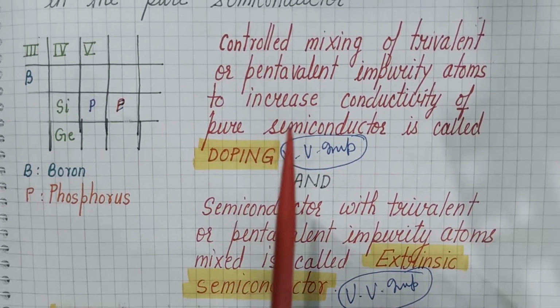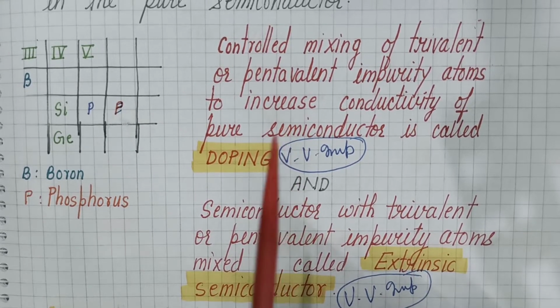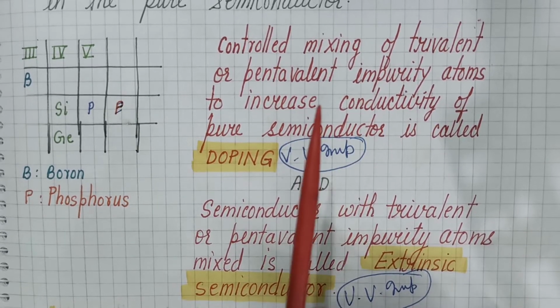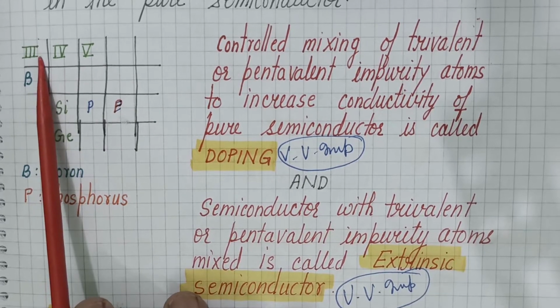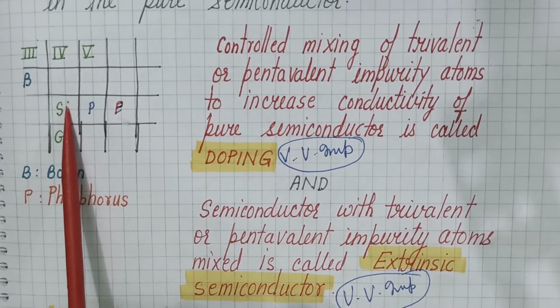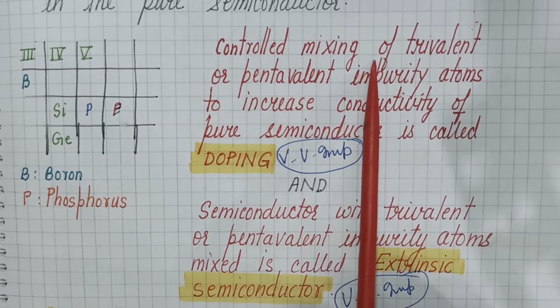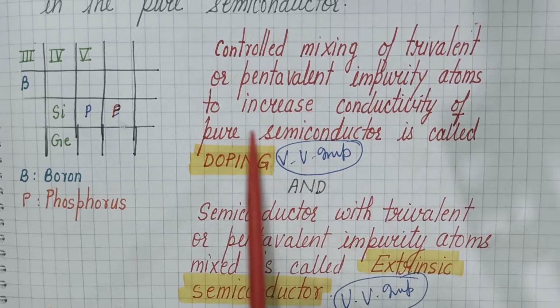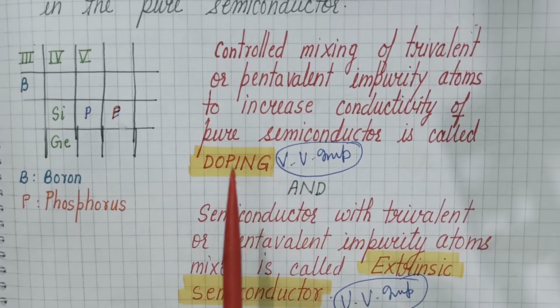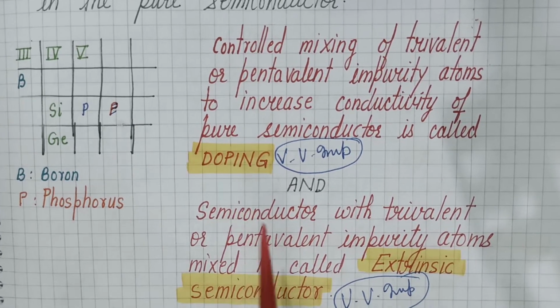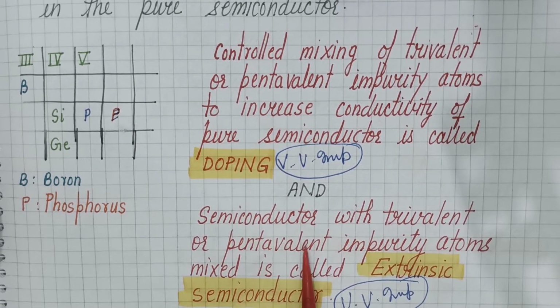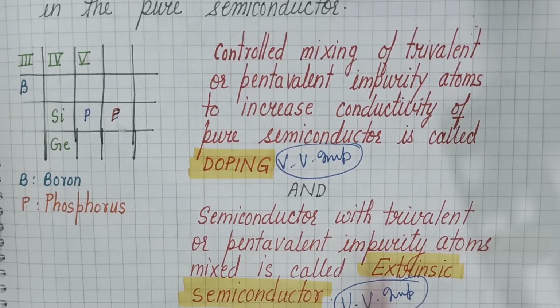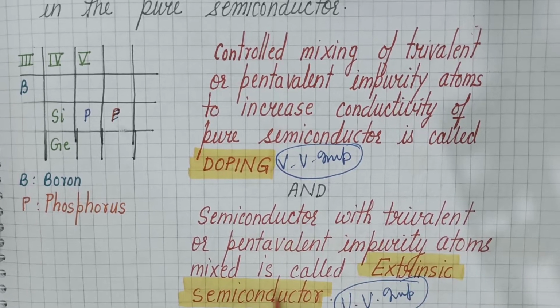To increase conductivity of pure semiconductor, some impurities are mixed. These elements are trivalent or pentavalent elements. So, controlled mixing of trivalent or pentavalent impurity atoms to increase conductivity of pure semiconductor is called doping. Very important definition: semiconductor with trivalent or pentavalent impurity atoms is called extrinsic semiconductor.